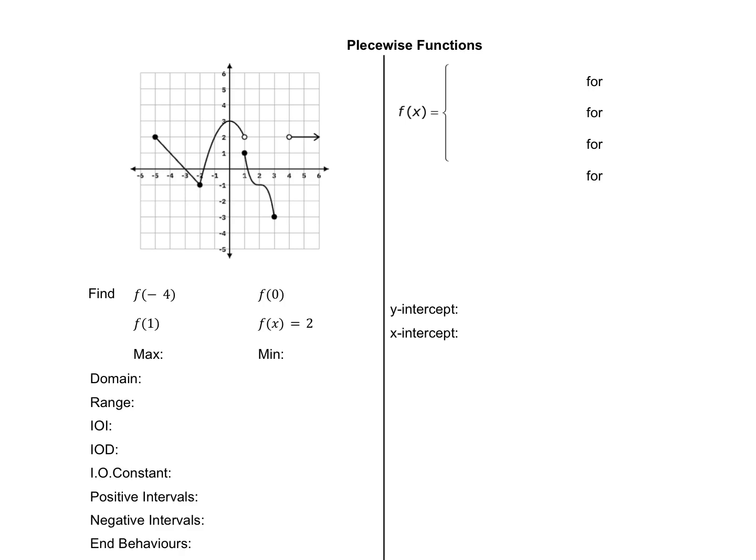In this video, we will be looking at piecewise functions. First of all, a piecewise function is a function that is made up of multiple pieces, multiple segments, or multiple functions. So in this first example, you will see the following function that has been called f of x, and it is made up of a line, a parabola, a cubic, and a horizontal line.